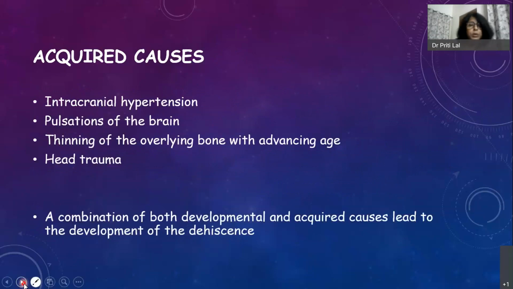The acquired causes which could lead to a dehiscence could be conditions like intracranial hypertension. Then, as age advances, it has been seen that the bone overlying these canals may thin out, or in cases of head injury. So it is generally now believed that possibly a combination of both developmental and acquired causes lead to the development of this dehiscence.